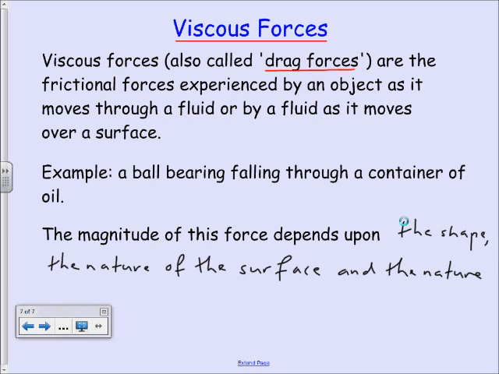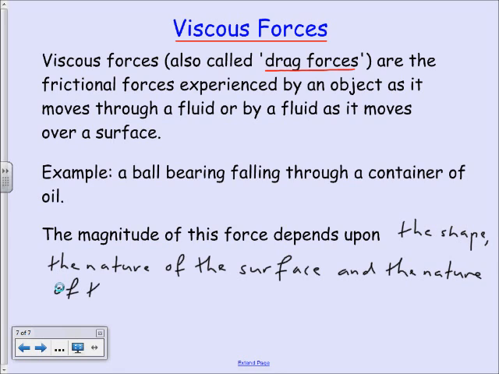I would suggest that honey is more viscous than water. And so you're going to get greater viscous forces by trying to drop something through honey than by, say, trying to drop something through water. All right, so the nature of the fluid. And we've already noted that temperature is going to be one thing that affects the nature of the fluid.